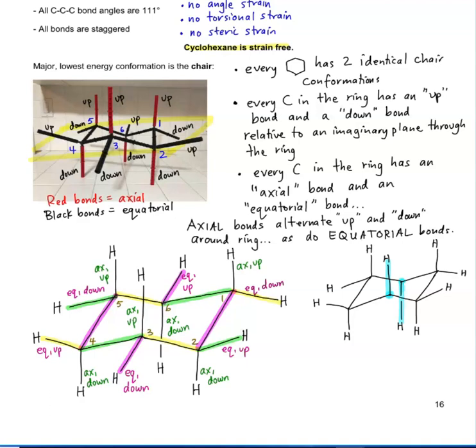The other thing is to remember that when you draw the equatorial bonds coming off of each of those carbons, they need to be parallel to these outer ring bonds, which means that this one is going to be pointing this way, and this one will be pointing this way, okay, so that they're all parallel.